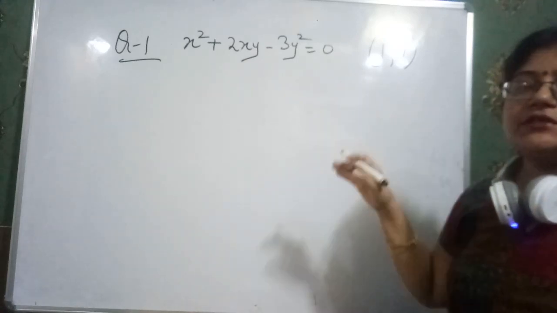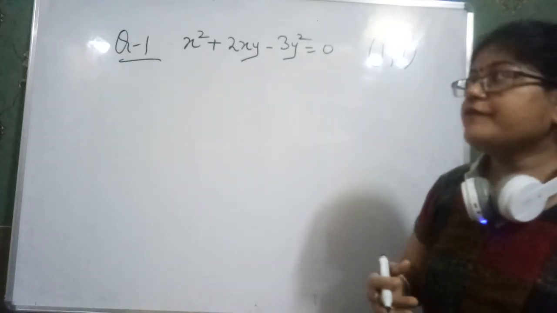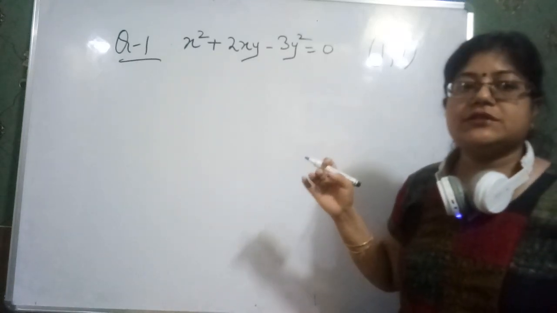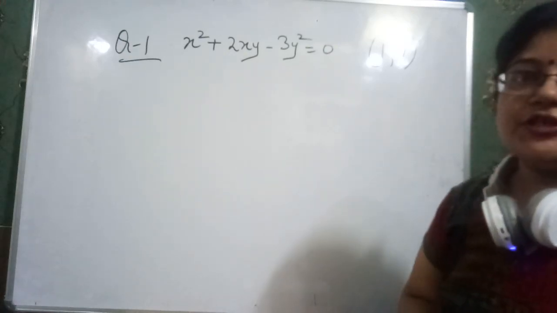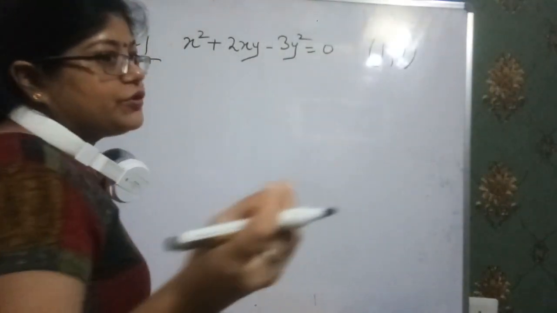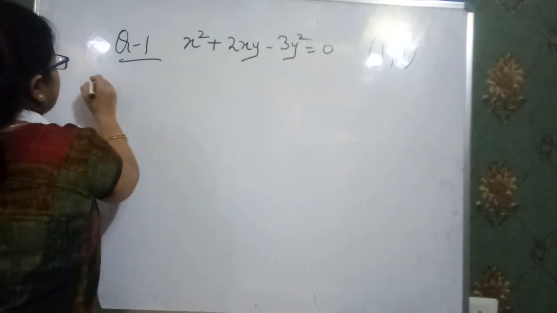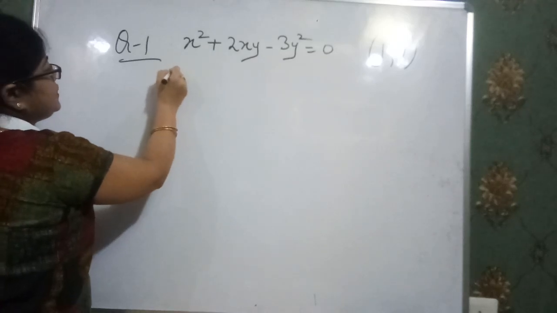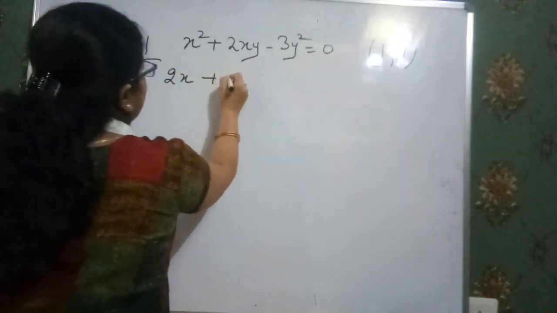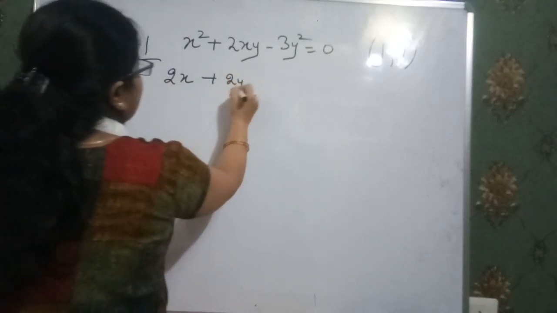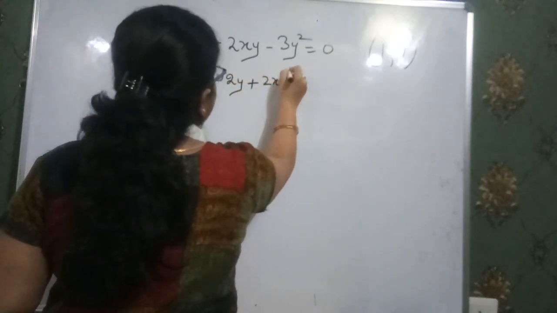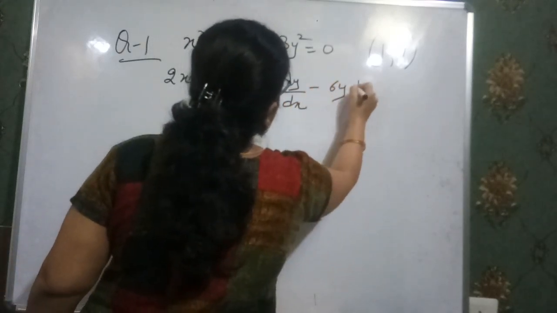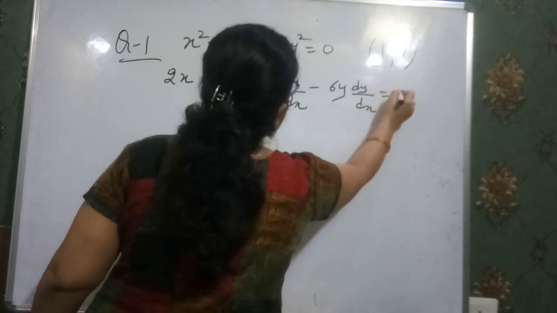I am taking these two questions just to explain the concept of how we find the tangent and normal. After that, I will take some typical types of questions regarding your engineering examinations, etc. Okay, just only two questions I am taking as the base. Now firstly, you differentiate the whole equation, that means we have 2x plus 2y plus 2x dy over dx minus 6y dy over dx is equals to 0.